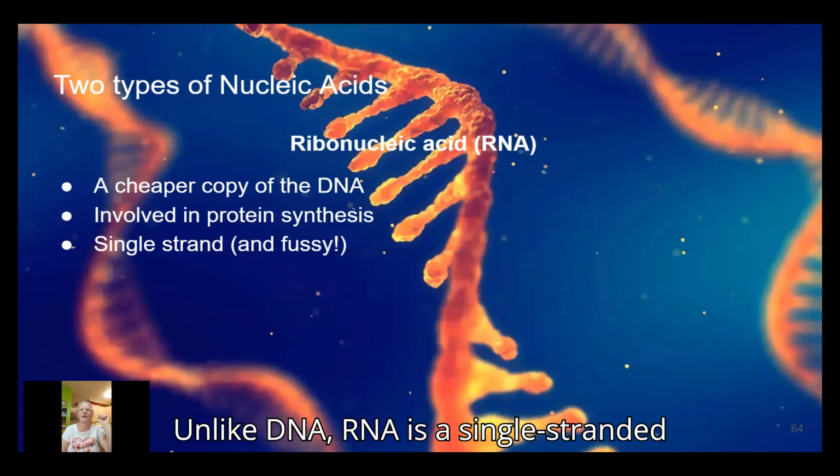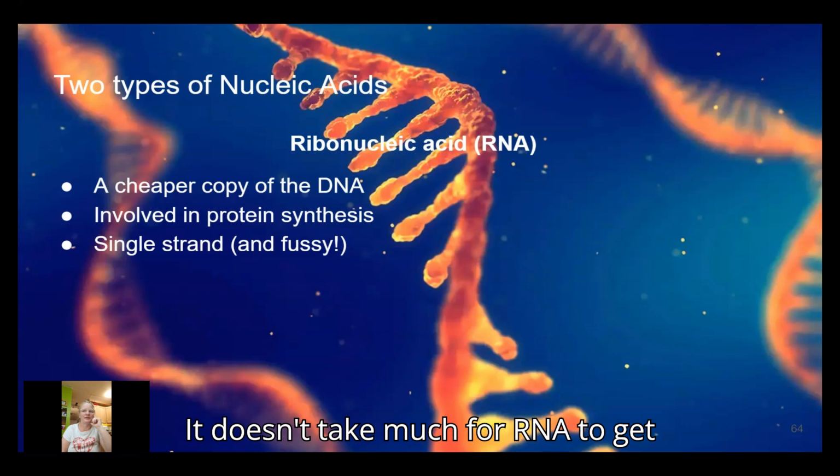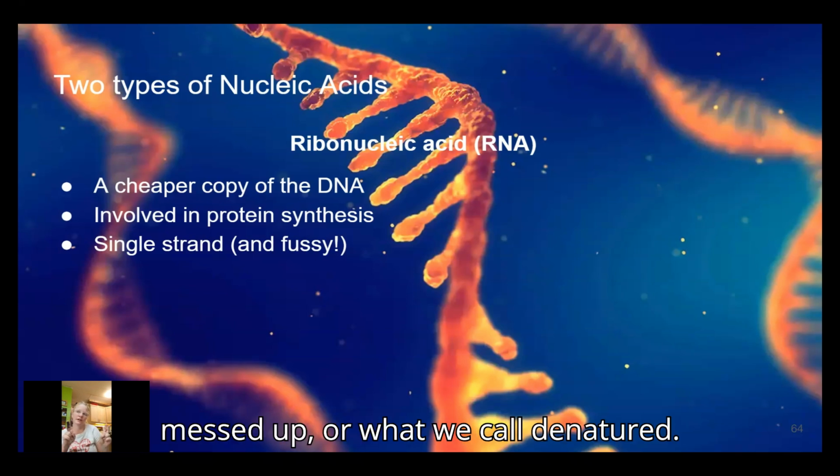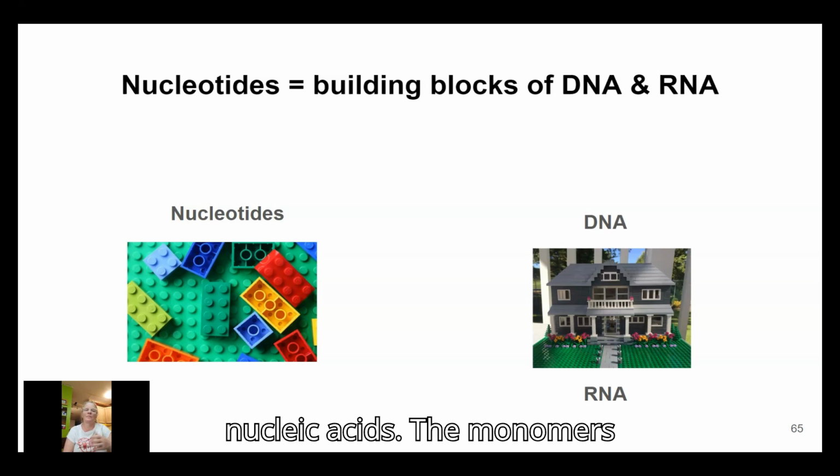Unlike DNA, RNA is a single-stranded molecule, and it's a bit fussy. It doesn't take much for RNA to get messed up, or what we call denatured. Both DNA and RNA are the polymers of nucleic acids. The monomers are known as nucleotides.